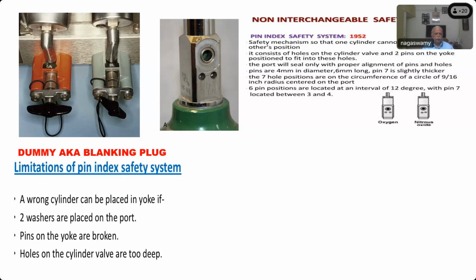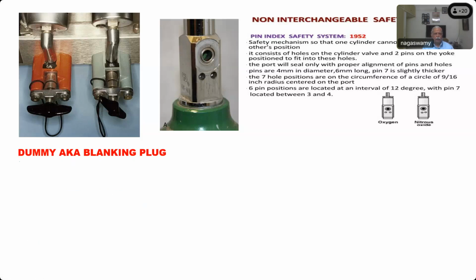What are the limitations of the pin index system? Can you cheat the pin index system and fix a wrong cylinder in the machine? Yes, sir. Very well, some examiner, what are all the methods by which you can cheat the yoke assembly and fix a wrong cylinder? By inserting one or more Bodok seals. Bodok seal, very good, excellent, 1 point. Any other method? Wrong gas filling in the cylinder.